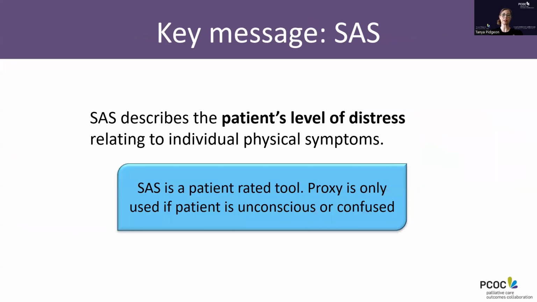The key message for SAS: it is important, where possible, to seek from the patient how they are feeling. That is, if any symptom is causing them any level of distress. And this may be achieved in conversation, providing a PCOC ruler, or the SAS form to assist them in rating their distress, if any.